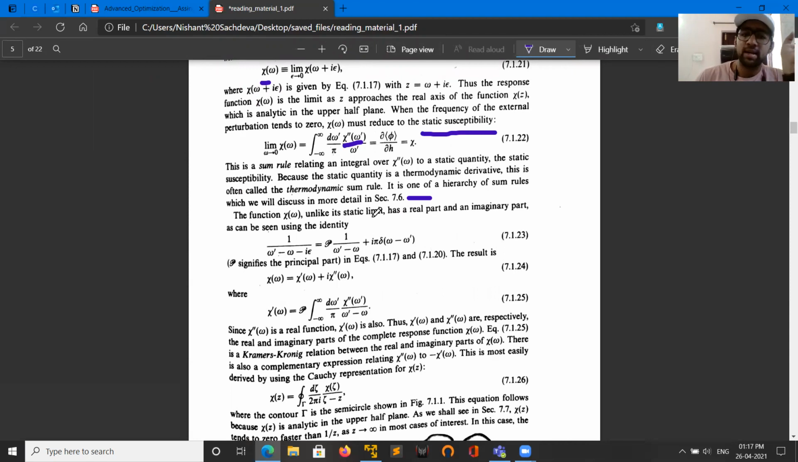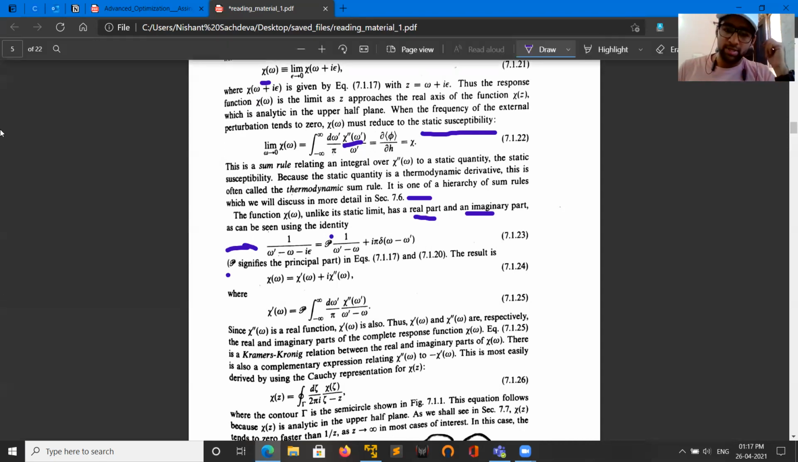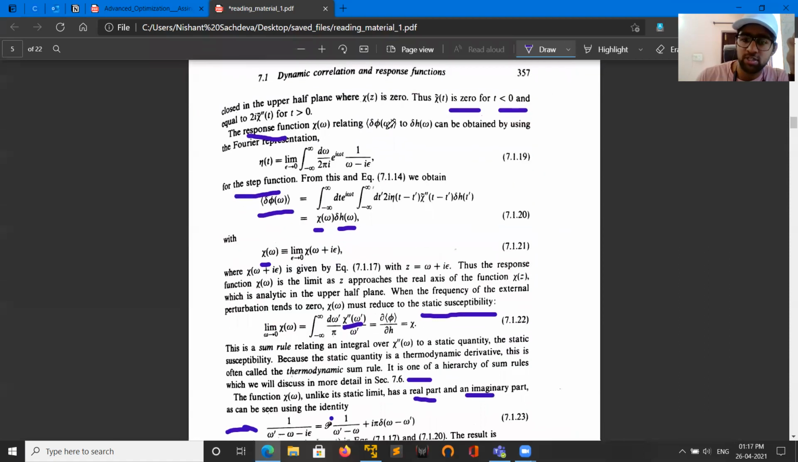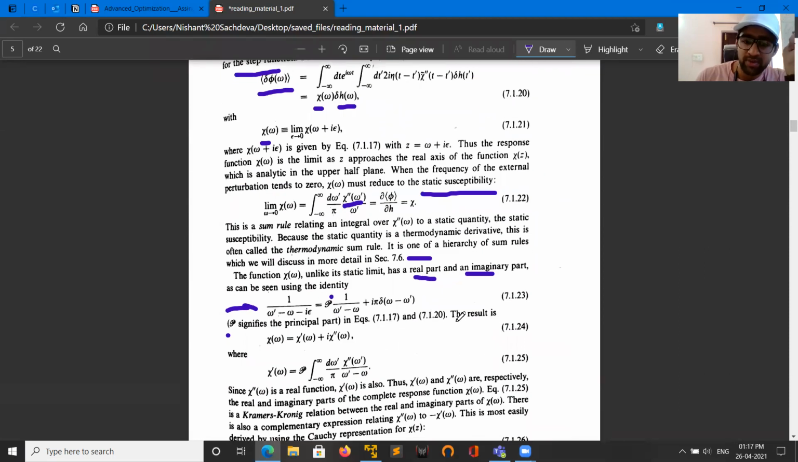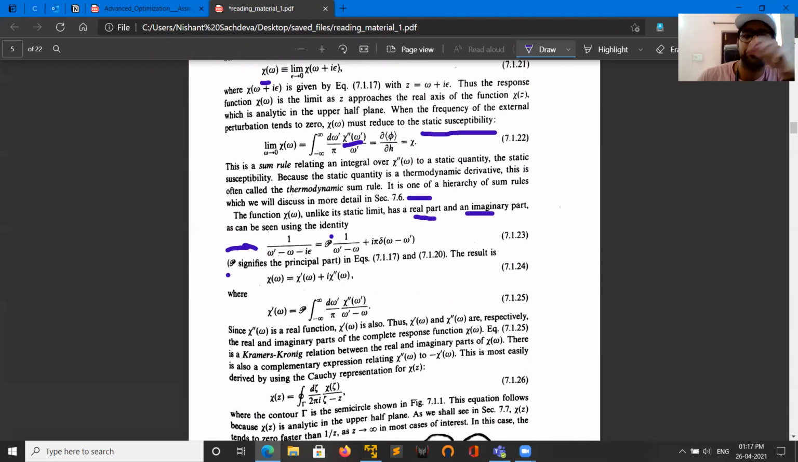But it normally, unlike its static limit, has a real part and an imaginary part, which can be seen using the identity, this guy. It's a new identity we're getting here, where this particular symbol, here and here, signifies a principal part. Now what's a principal part? I think it's the real part of the number, but I'm not entirely sure, so we'll reserve judgment over that. So the symbol signifies the principal part in equation 7.1.7, and in 7.1.17 and 7.1.20. So the principal part of those equations is represented by P here.